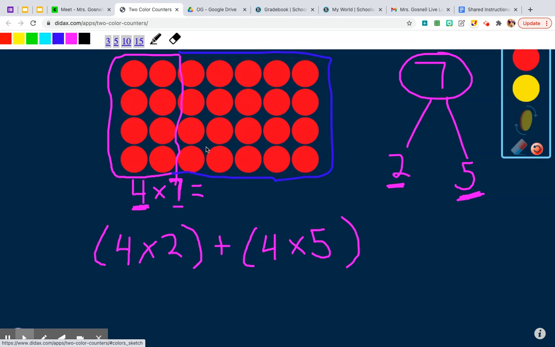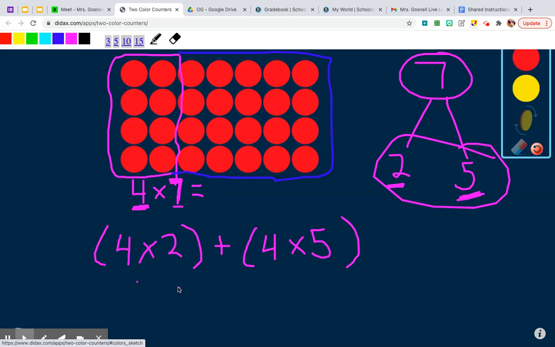Also notice that I broke apart the 7. So if you think about this without the array, I just took that 7 and I split it into 2 and 5. If I add 2 and 5 back together, I would get 7. That's why that works. So now my job is to solve for these smaller equations so I can add those 2 products together to get the answer to my original problem.